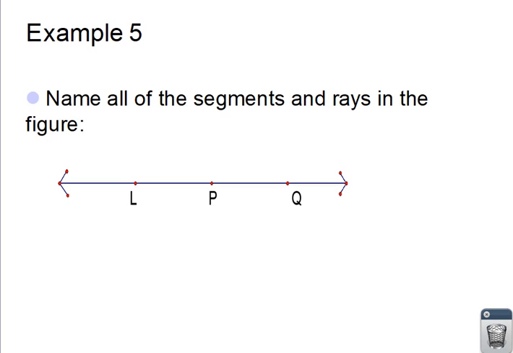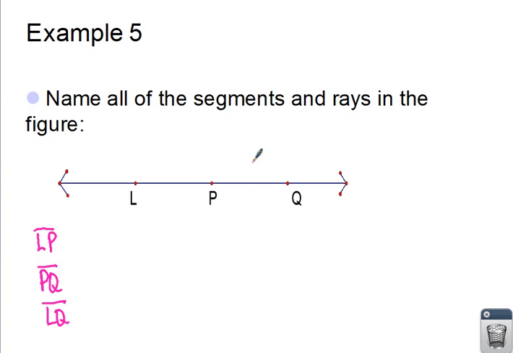All right, so in this picture, we're going to name all the segments and all the rays. So let's start in with the segments. They should be pretty easy. We've got LP, we've got PQ, and we've got LQ. Because if you switch this around backwards and you say PL, that's still the same segment. If you say QP, still the same segment. If you say QL, it's still the same segment.